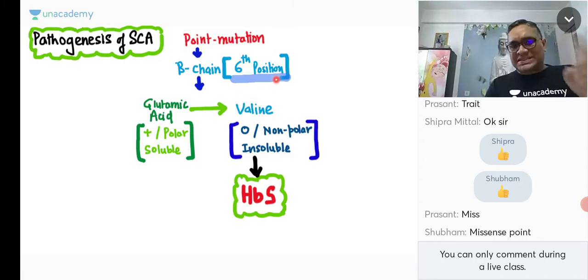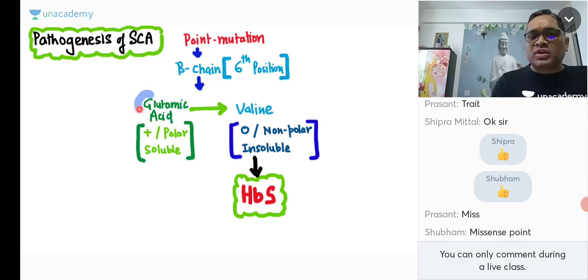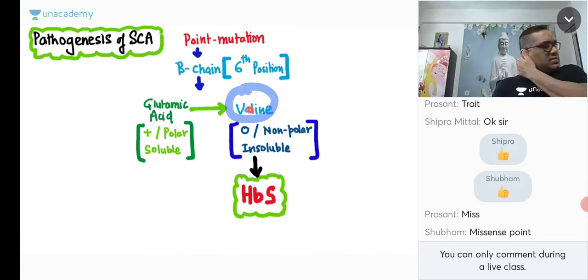Remember, beta chain, 6th position of hemoglobin. Glutamic acid will go away. Remember the mnemonic: G for go away. So it will be removed, and who will enter? If you change the A to I, it will become villain. So villain will enter. G for go away, V for welcome, villain will enter.